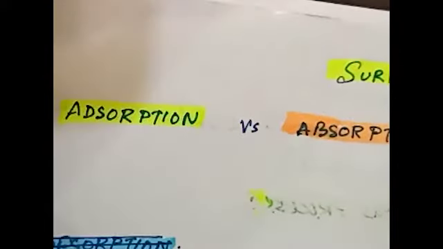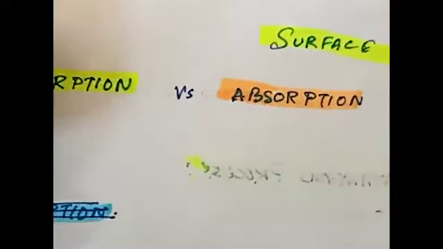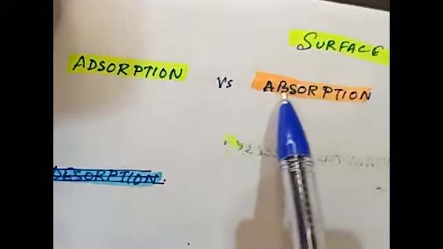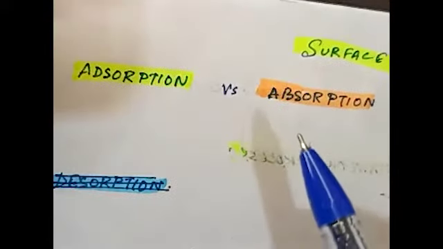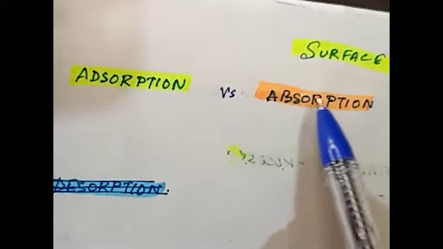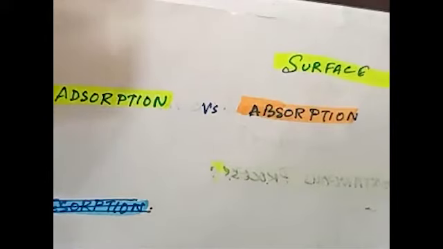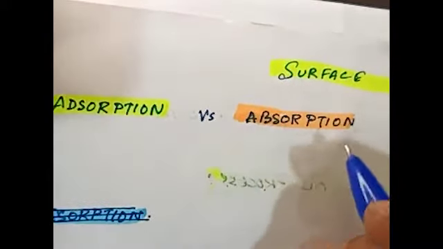Fine. Now there is already existence of another word known as absorption, AB, absorption. ठीक है, there is an existence of absorption. So absorption क्या होता है और adsorption क्या होता है? What is absorption and what is adsorption? Correct. Absorption में क्या होता है?